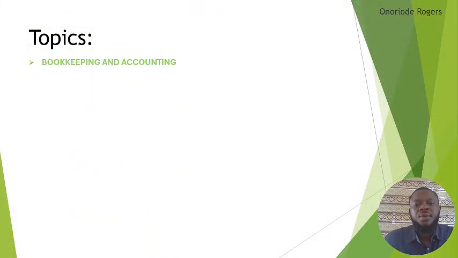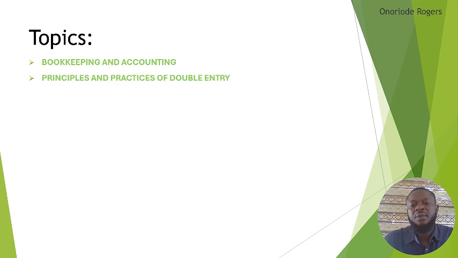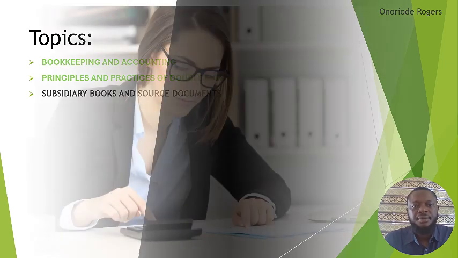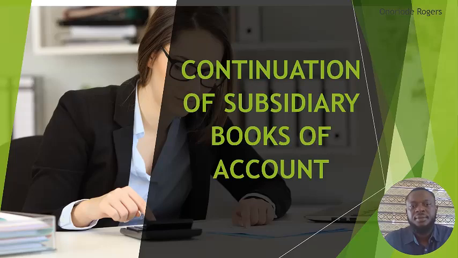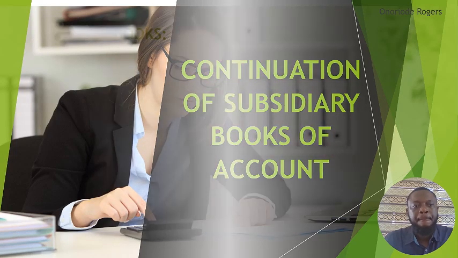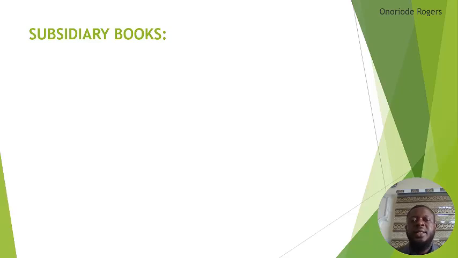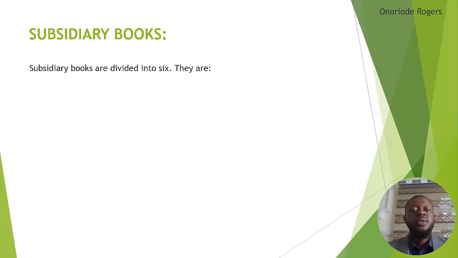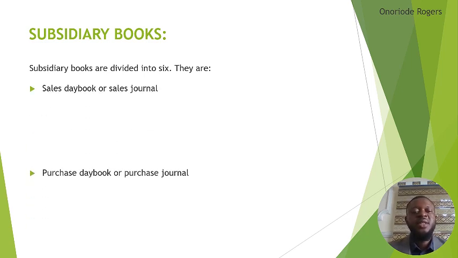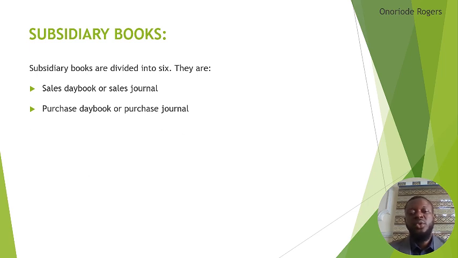Okay, so far we have looked at bookkeeping and accounting, then the principles of double entry. Today we are going to be looking at the subsidiary books of accounts. Like I said, the subsidiary books are divided into 6. Like we said in our last section, we have the sales day book or the sales journal, which we treated in our previous video. So we have the purchase day book or purchase journal.